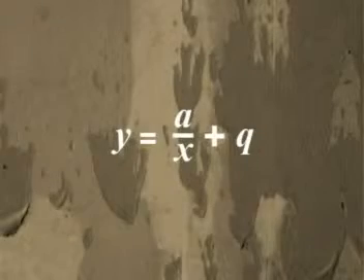We started this lesson by saying we want to investigate the changes in a as well as in q in functions of the form y equals a over x plus q. We have seen the effect of a. Now we need to study the effect of changing q.